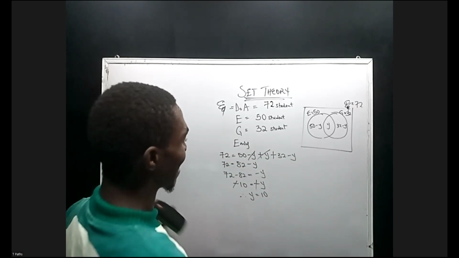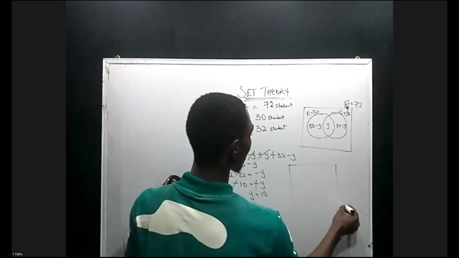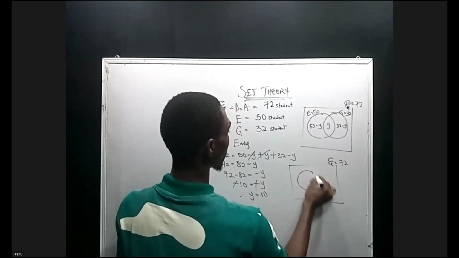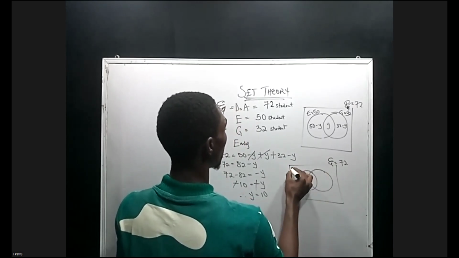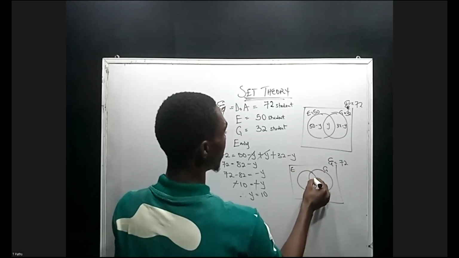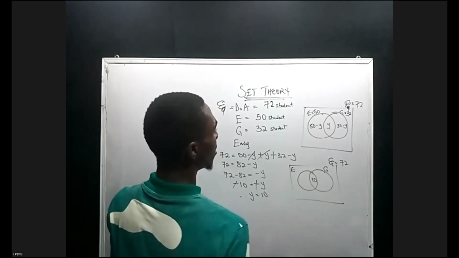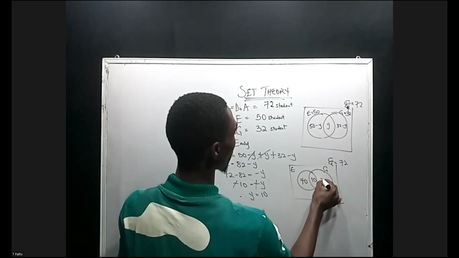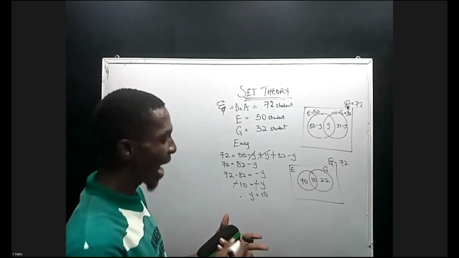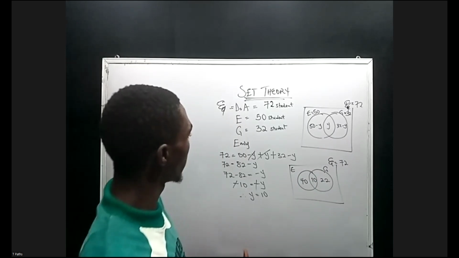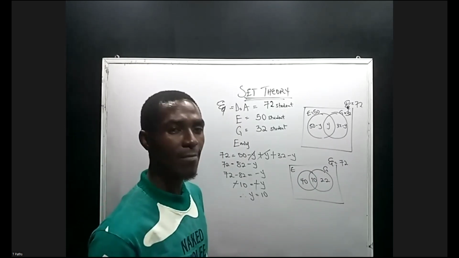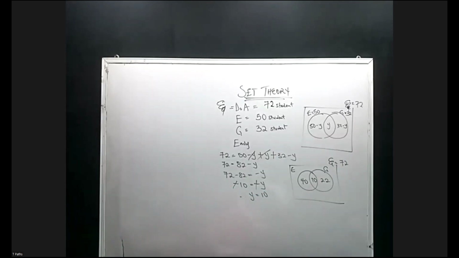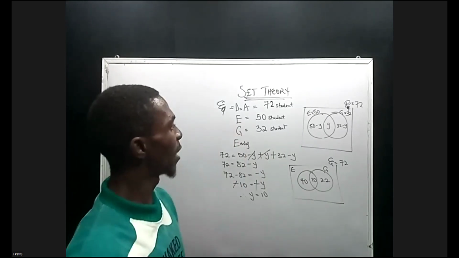Now, if our Y is 10, and they're asking us to find economics only, what do you think our answer will be? Universal is 72. Economics and government, the common term is 10. So here becomes 50 minus 10 is 40, and 32 minus 10 is 22. Class, from the diagram, what is our answer for the number of students that offer economics only? 40. 40 is correct.